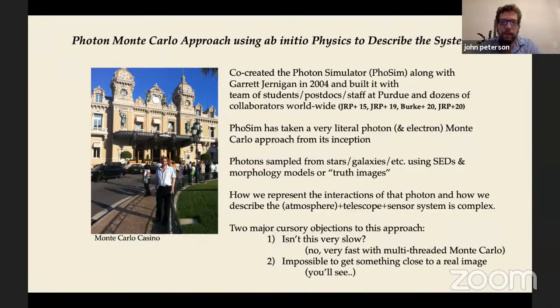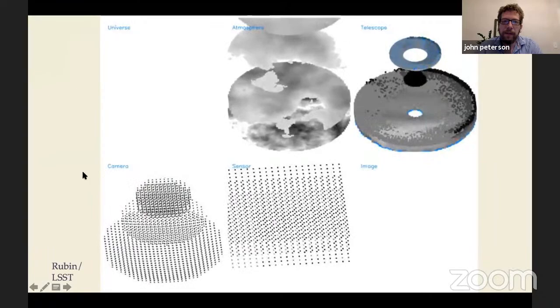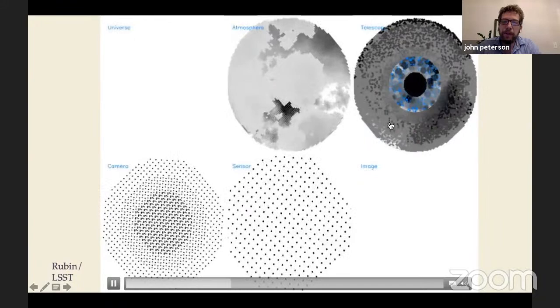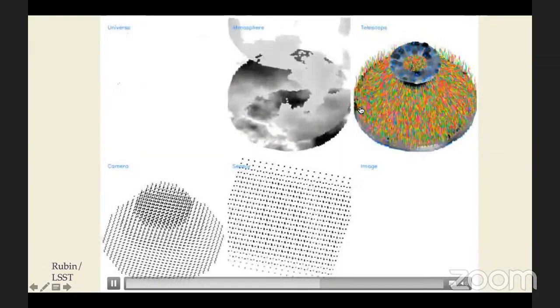All right, so here is a movie of how this works. So this is simulating the future Rubin LSST telescope. And you see in the top middle, the turbulence patterns of the atmosphere slowly drifting due to the wind. You also see the mirror shape adjusting itself, and that's responding to mechanical and thermal forces. And then here comes the simulation of photons through the system. It goes through the atmosphere, the telescope.